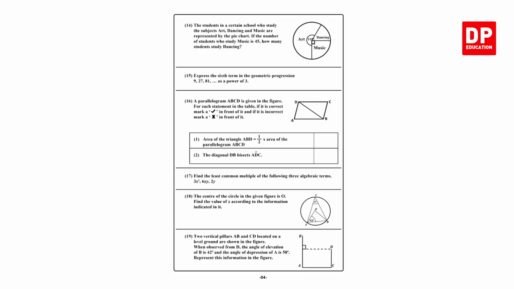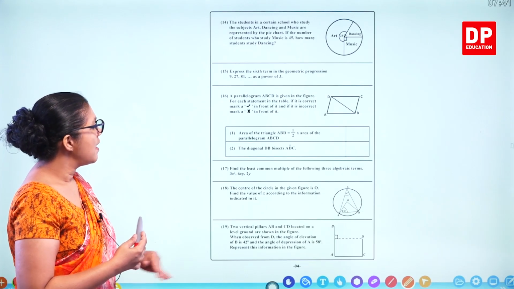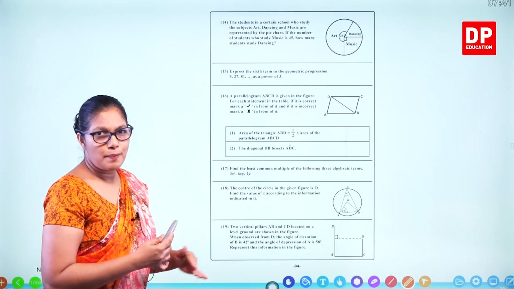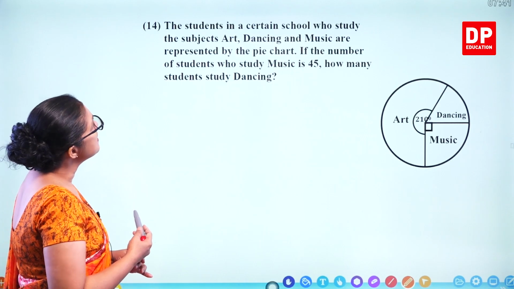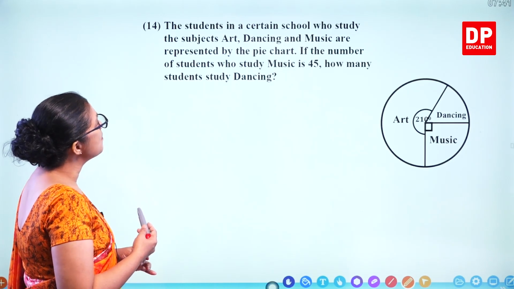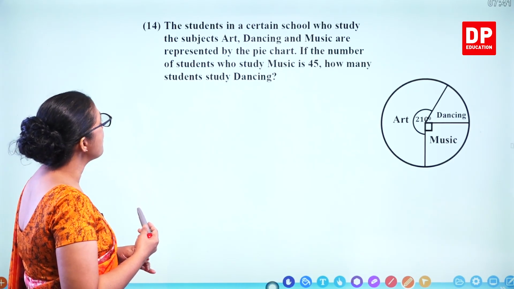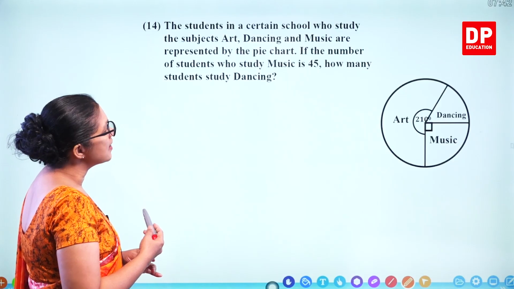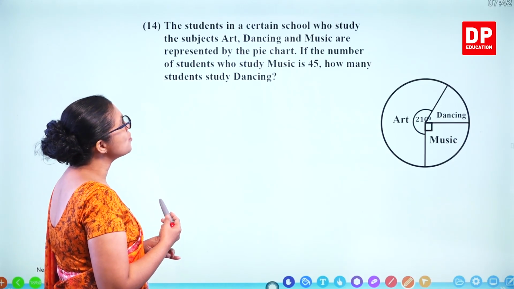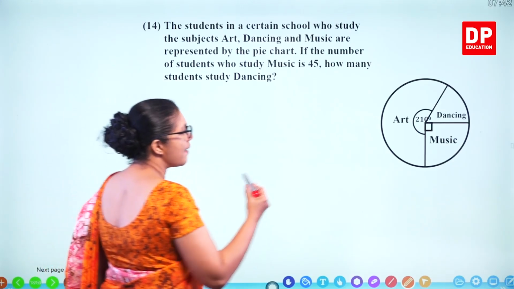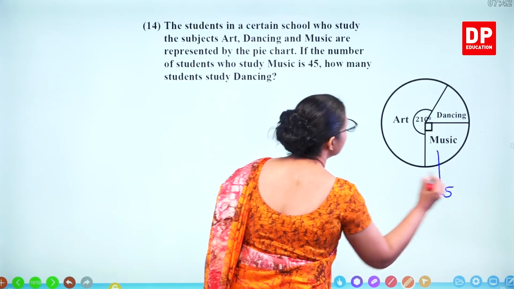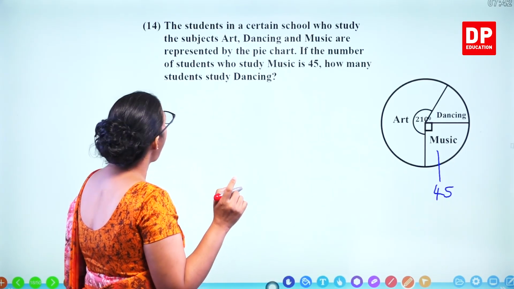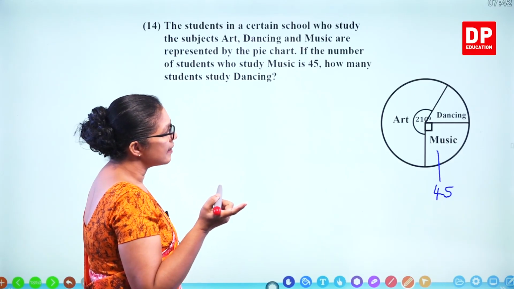Now, you can try questions 14 to 19. Always answer in the space provided. Question number 14. The students in a certain school who study the subjects art, dancing and music are represented by the pie chart. If the number of students who study music is 45, how many students study dancing?